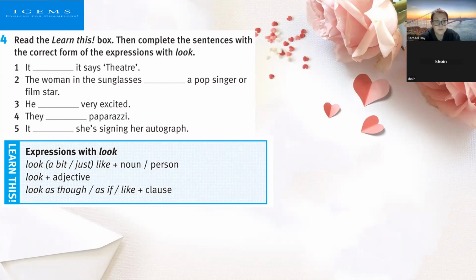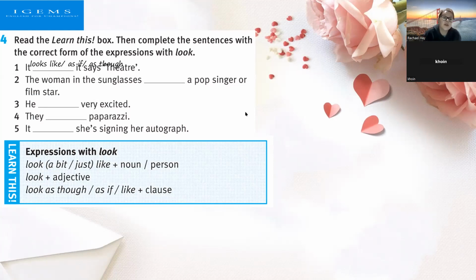It's look. So we can't really say look. It looks it. It's look that it says threatening. Okay, it looks like, or it looks as if, or it looks as though. So we can use any one of those three.